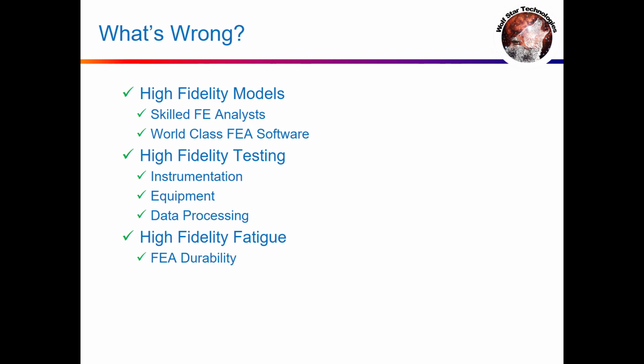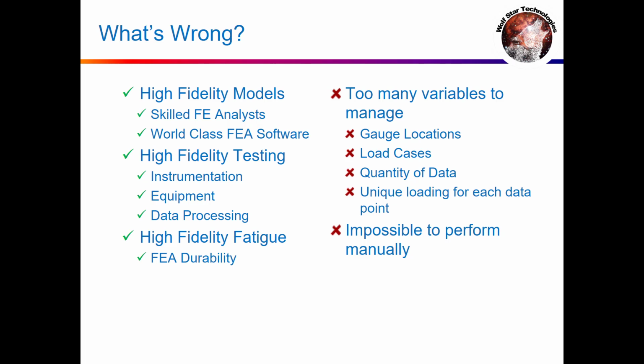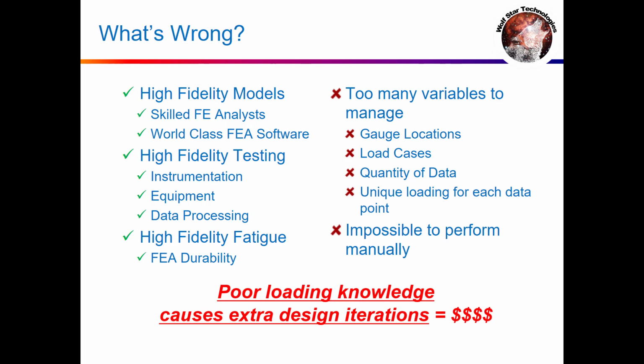So what's wrong? Well, you've just got too many variables to manage: the gauge locations, the load cases, and the quantity of data. When you think of the data streams that you get from the field, they could be 500,000 data points. And at each of those 500,000 points in time, you'll have a unique loading recipe that drives the strain at that point in time. And that is just impossible for you to perform manually. So you're just left spinning your wheels, in no position to be able to perform this using manual means.